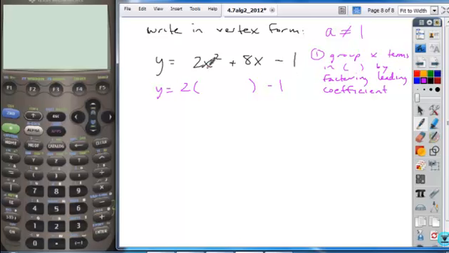So taking a 2 out of a 2x squared leaves x squared, and taking a 2 out of an 8x leaves 4x. Again, by doing this step to start with, what we now are able to do is work with a leading coefficient of 1 when we complete the square.